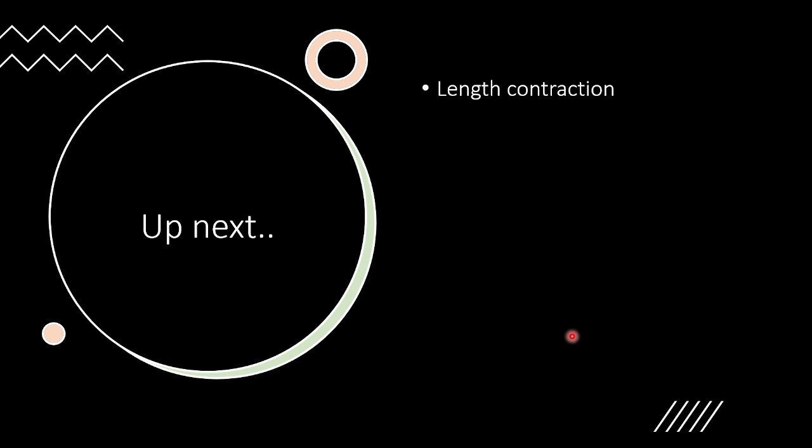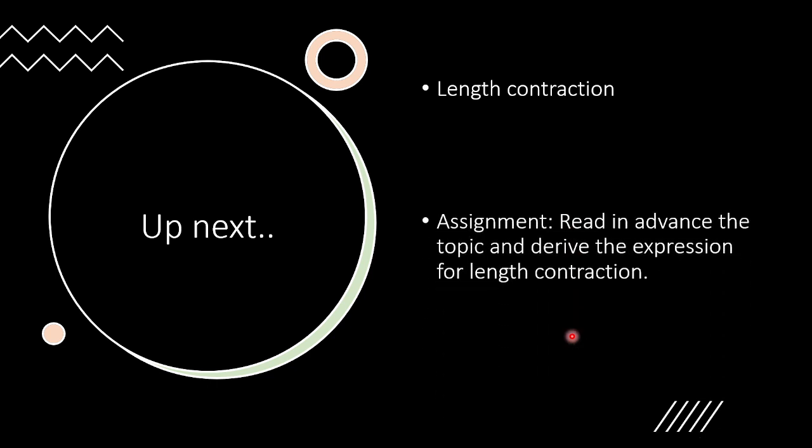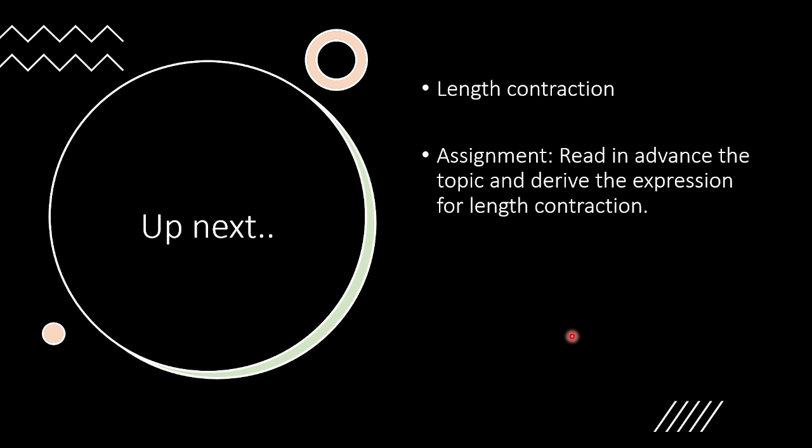Now, the next topic would be length contraction as explained by the Special Theory of Relativity. We had length contraction before, but that length contraction is due to physical forces. This one is a consequence of combining the constancy of the speed of light and the principle of relativity. So if you like, you can read an advanced topic and derive the expression for length contraction. It follows the same pattern as we used with the relativity of time intervals.